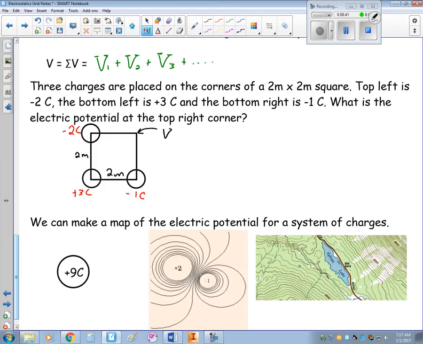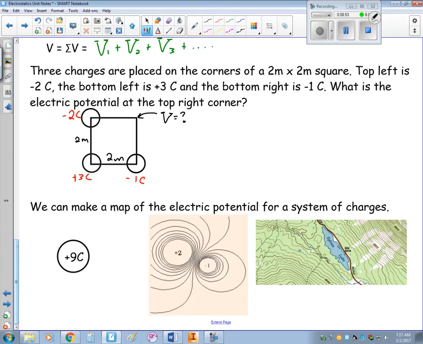What would that potential equal right there at that top corner, where there's no charge, but I just want to know what that would equal? Basically, all we need to do is calculate the electric potential for each of those three charges and then add it together. I'm going to call this one, the -2, Q1, then Q2, and then Q3.